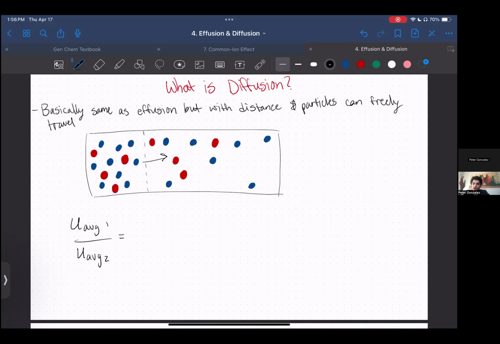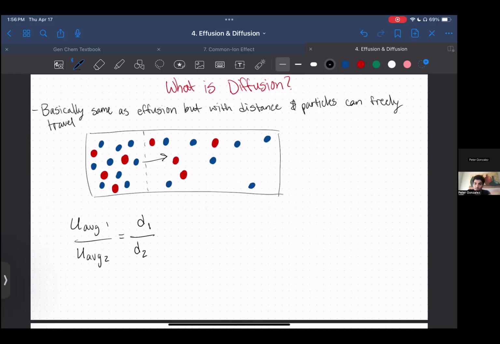In that time, who travels further? Well, it'll be the gas that travels the fastest. So knowing that, it means that velocity and distance are related. It means that as velocity increases, so will the distance. So the distance of gas one over the distance of gas two will also be a similar ratio. It should be the same ratio even.